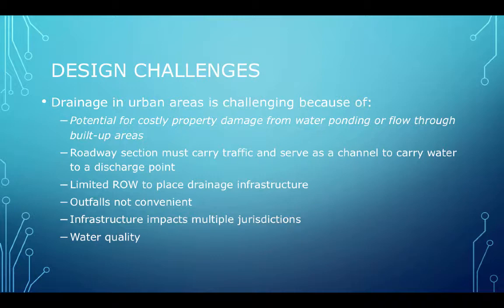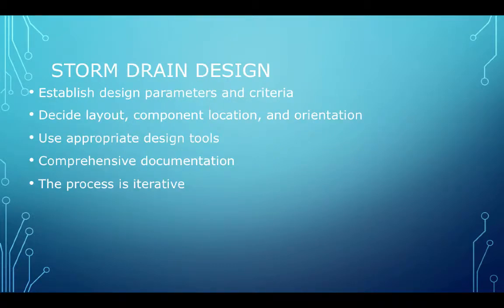And at some point in the near future, water quality is going to become more important with urban drainage than it is today, and it's already important. So for designing storm drains, we have a fairly simple process when listed as bullet items here. We establish the design parameters and criteria. We choose the layout, component location, and orientation using appropriate design tools. The key thing is comprehensive documentation, mostly to keep the lawyers satisfied when something goes wrong.